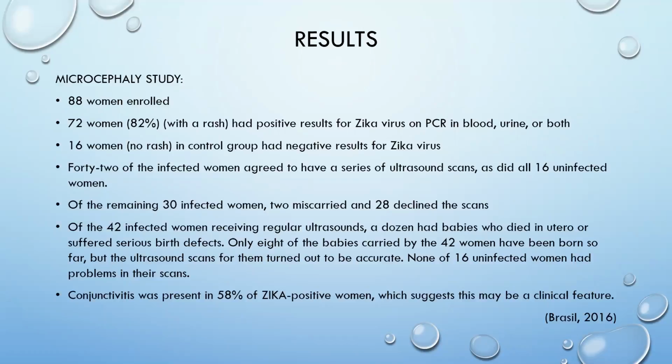Of the remaining 30 infected women, 2 miscarried and 28 declined the scans, citing distance to the ultrasonographer. Of the 42 infected women receiving regular ultrasounds, a dozen had babies who died in utero or suffered serious birth defects. Only 8 of the babies carried by the 42 women have been born so far, but the ultrasound scans for them turned out to be accurate. None of the 16 uninfected women had problems in their scans. Conjunctivitis was present in 58% of Zika-positive women, which suggests there may be a clinical feature.